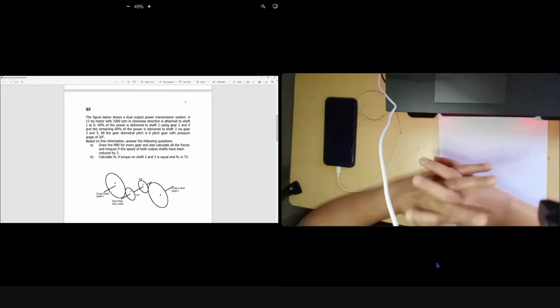Let's look at question 2. The figure below shows a dual output power transmission. If you look at this figure, you have a shaft, the input. Sometimes the question will be like this. We have input from the motor. We have gear 2 and gear 2. Gear numbering always starts at number 2: 2, 3, 4, 5. So it means the center shaft is the driving shaft, and it will drive 2.